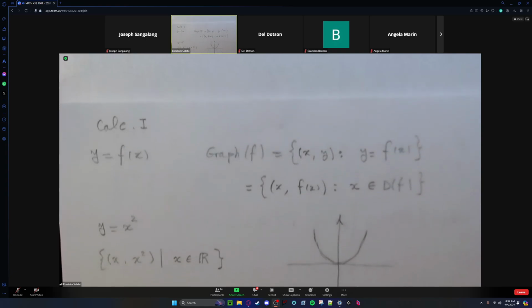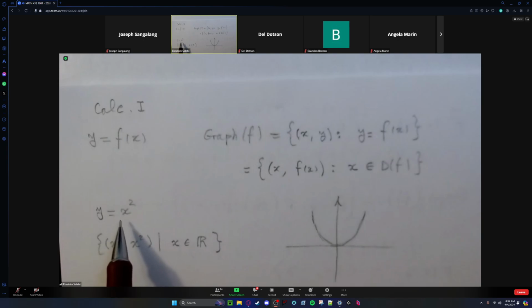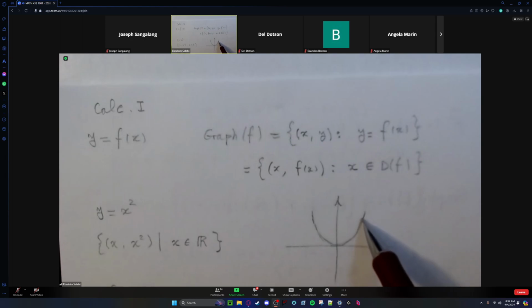Here is, for example, y equals x squared. So the way we graph it here, we choose the set of all points x, where the y coordinate is x squared, and join these points, and we will get this parabola.